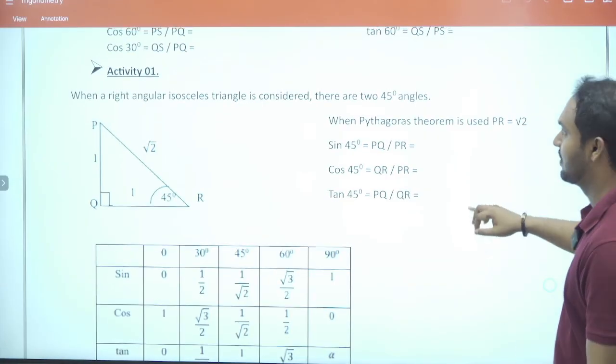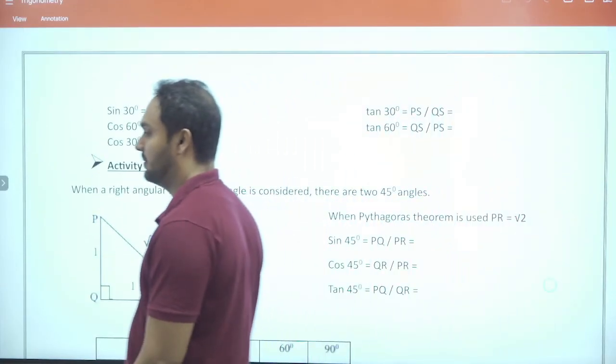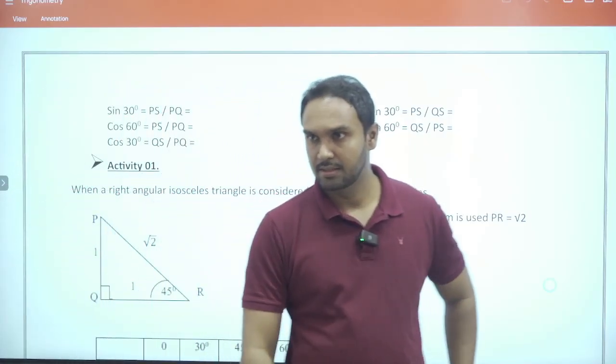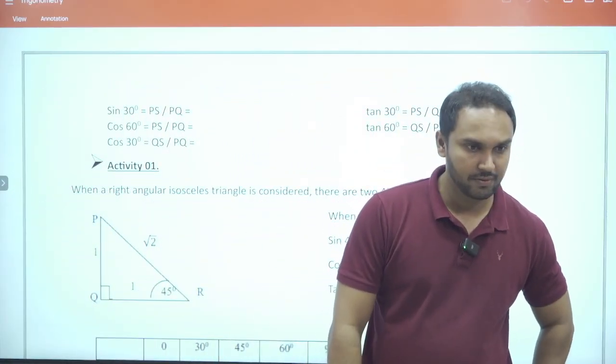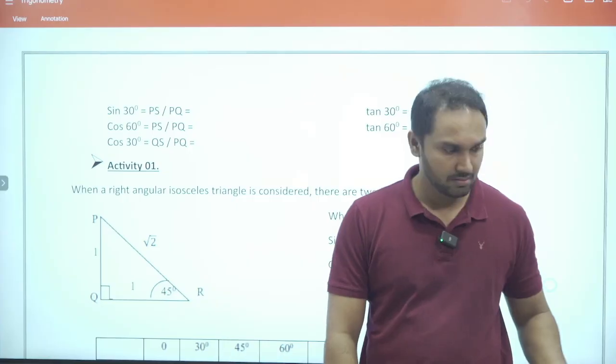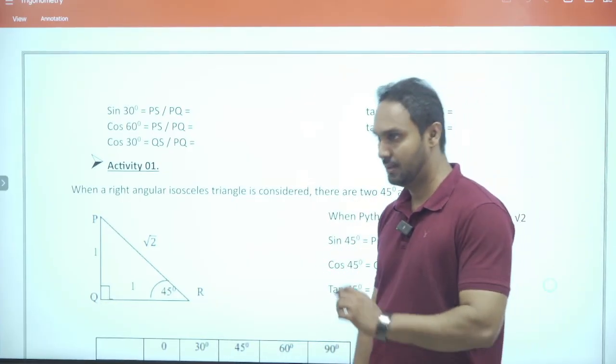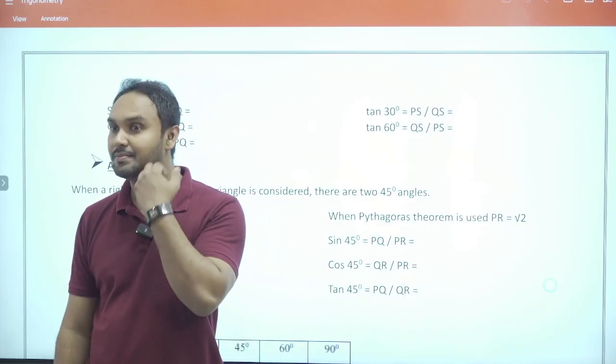Right, so last week we discussed a few of the trigonometric ratios: sin, cos, tan for a few of the acute angles, which are 30 degrees, 45 degrees and 60 degrees. Can you remember those values?